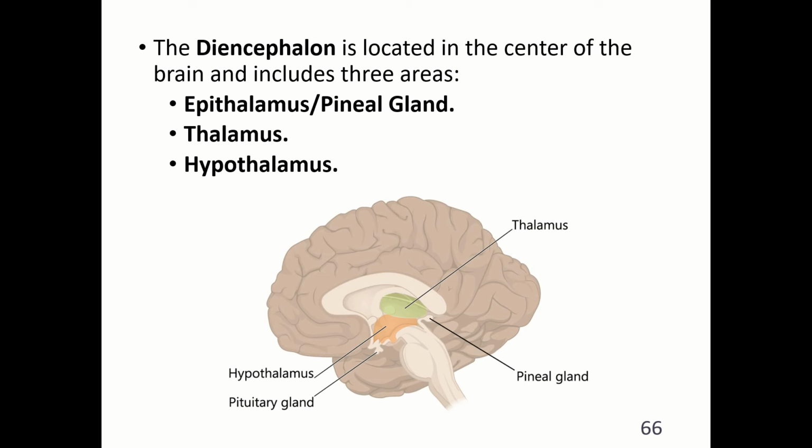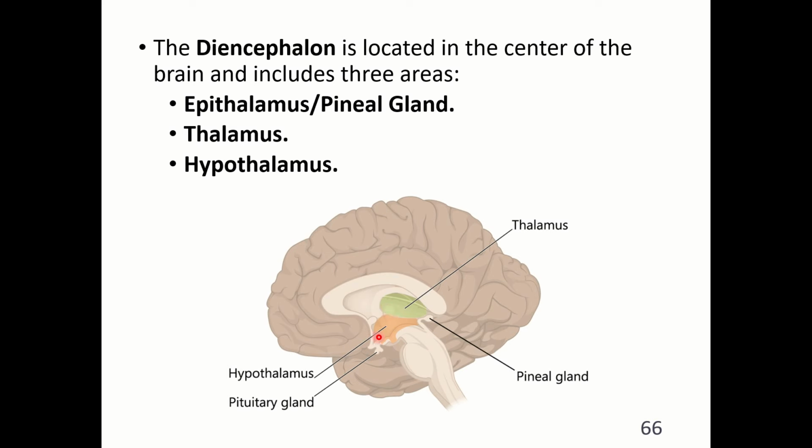the epithalamus, also called the pineal gland, the thalamus, and the hypothalamus. Dia means through, and encephalo means the brain. So this is going right through the brain. So here we have the thalamus. Everything goes through the thalamus sensory-wise except for the sense of smell. There we go, through the brain.